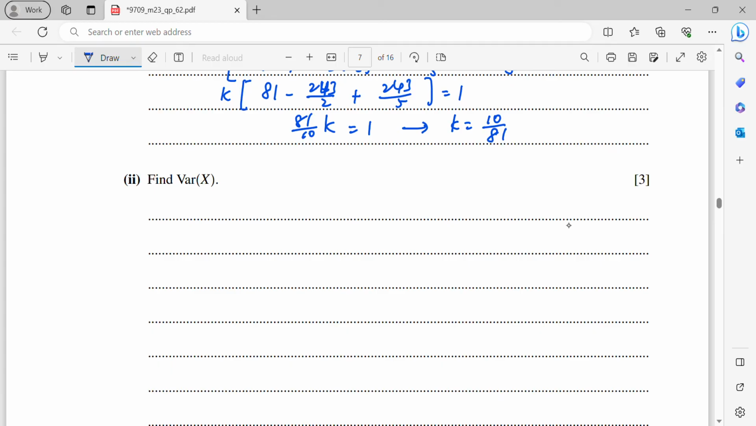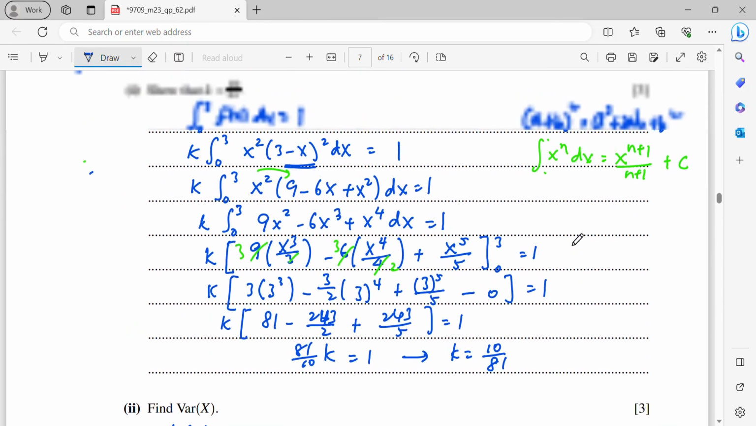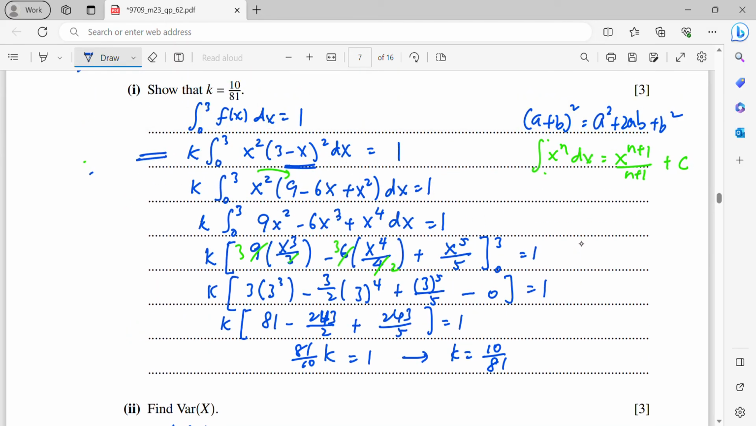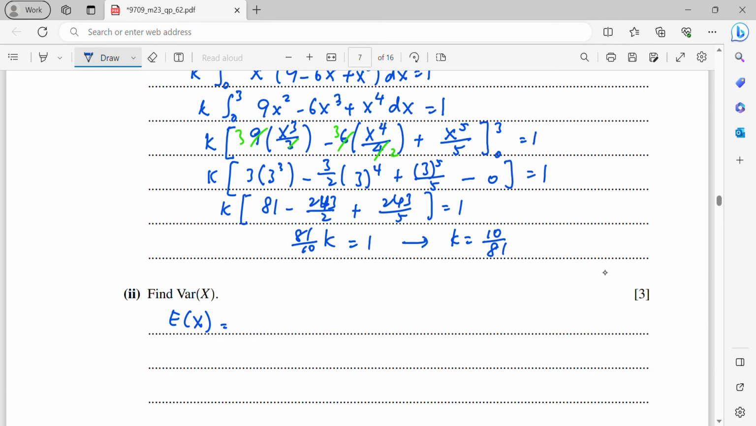Now, part 2, find the variance. So for variance, you need to calculate the expected value first, E(X). Okay, so now I will refer back to this f(x) and replace the k by 10 over 81. For your information, E(X) is the integral of x f(x) dx. This is the definition. So now I will write 10 over 81 integrate 0 to 3.